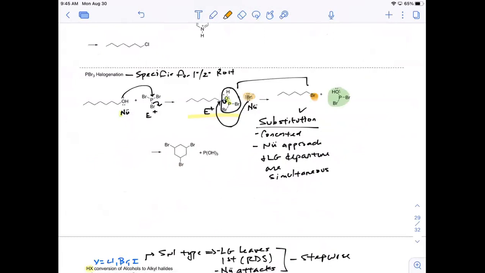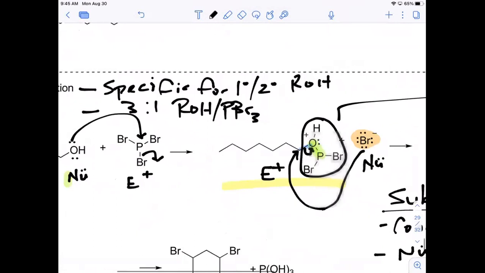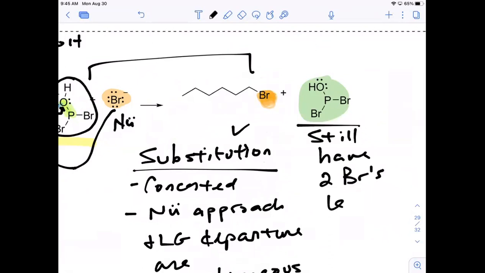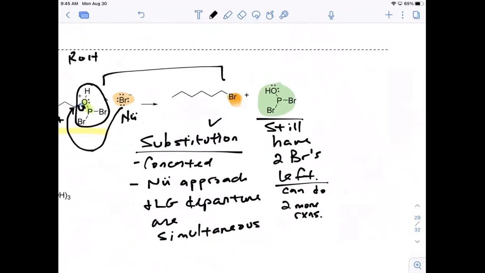And one of the things about this reaction that's important is the stoichiometry. It's always 3-to-1 alcohol to PBr3. Because if you look at the side product over here, I still have 2 bromines left. So that means I can do 2 more reactions with that, on the same alcohol or on another molecule of alcohol.